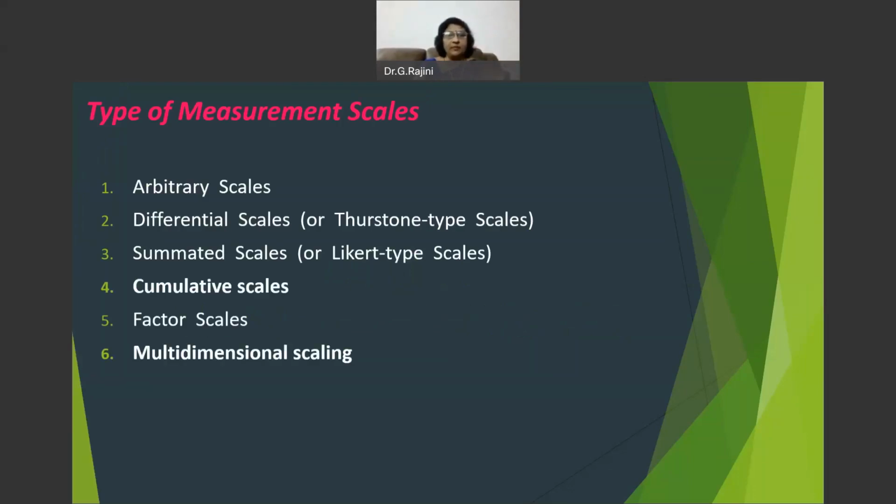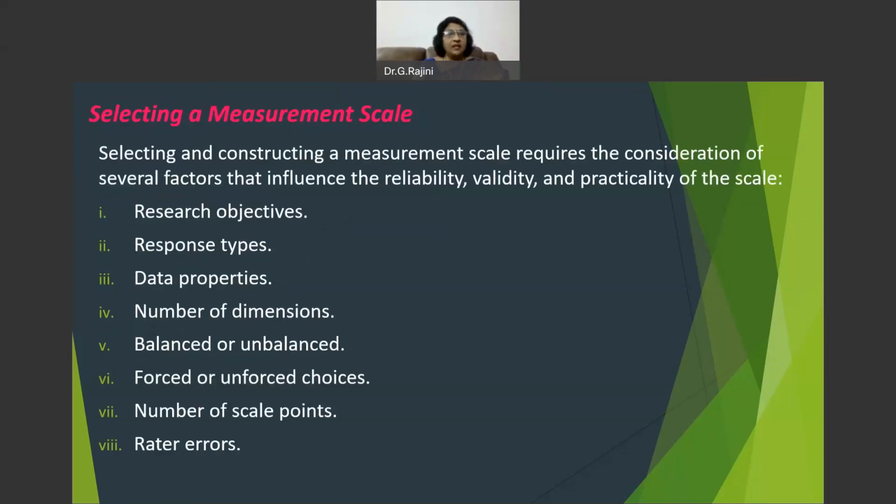So when we talk about types of measurement scales, we have got arbitrary scales, we have got differential scales, or you call it Thurstone type scales. We have got summated scales or Likert type scales, and we have got cumulative scales, we have got factor scales, and we have got multidimensional scaling as well. So we will be looking into everything one by one. And there is another method of coming out with the scaling as well, which we will be going through in this session.